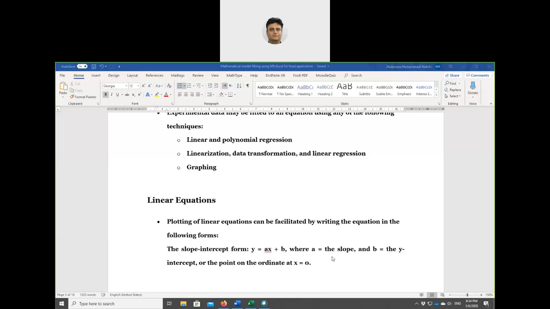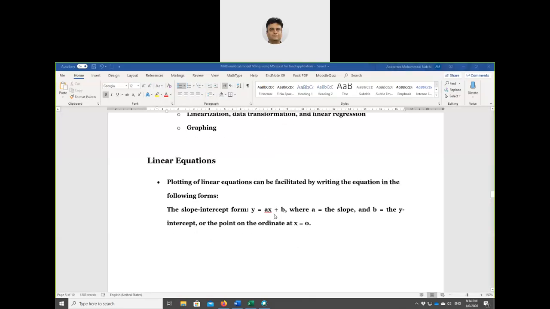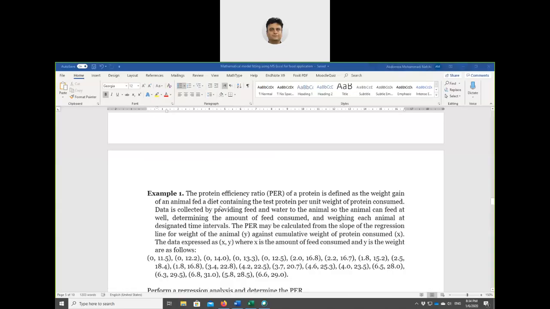We call a the slope and b the intercept, or y-intercept. This is the point, the ordinate, at x equal to 0. When we put x equal to 0, y is equal to b. This point we call the intercept. The b is the intercept and a is the slope. So by using this equation, we can plot a linear equation.